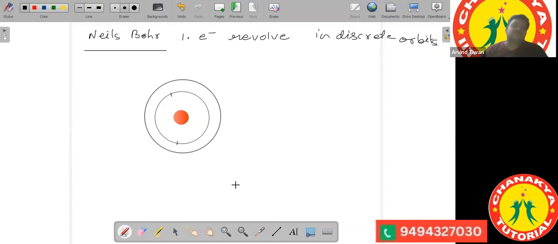Now even if you try to find out, can I find an electron over here? The answer is no. Electron will always be found in its orbit. If you want to find this electron in between, it's not possible. Electron will be revolving only in its orbit, and till the electron is revolving in its orbit, it cannot radiate energy, as these are orbits of stable energy. So electrons revolve in discrete orbits or shells.